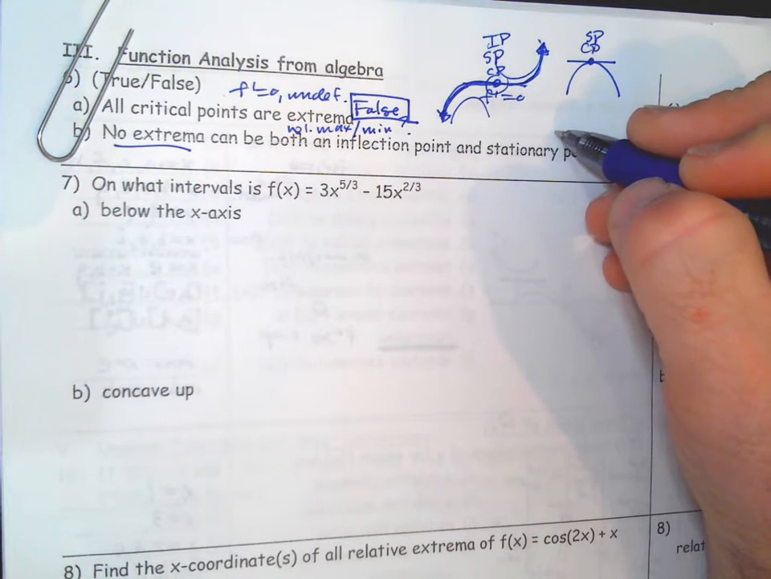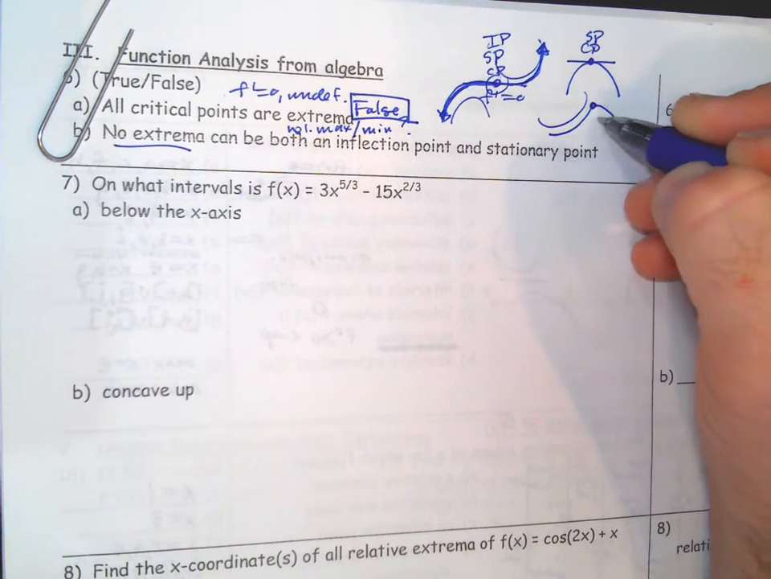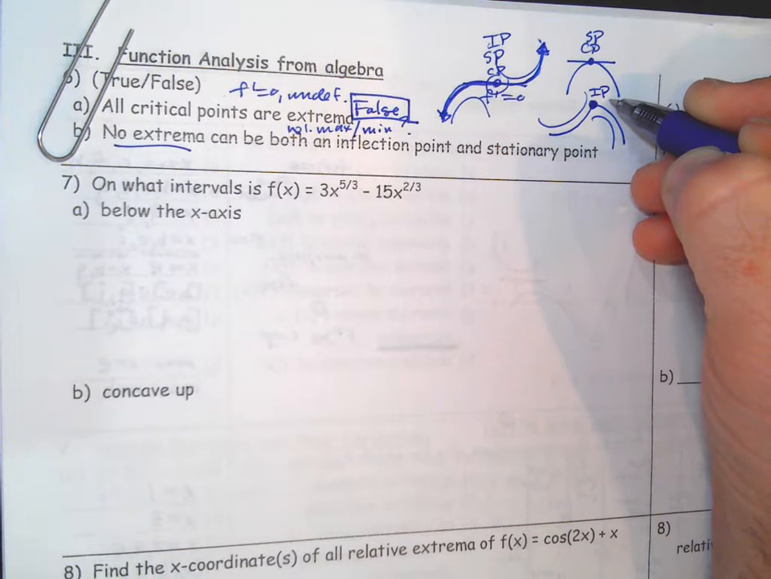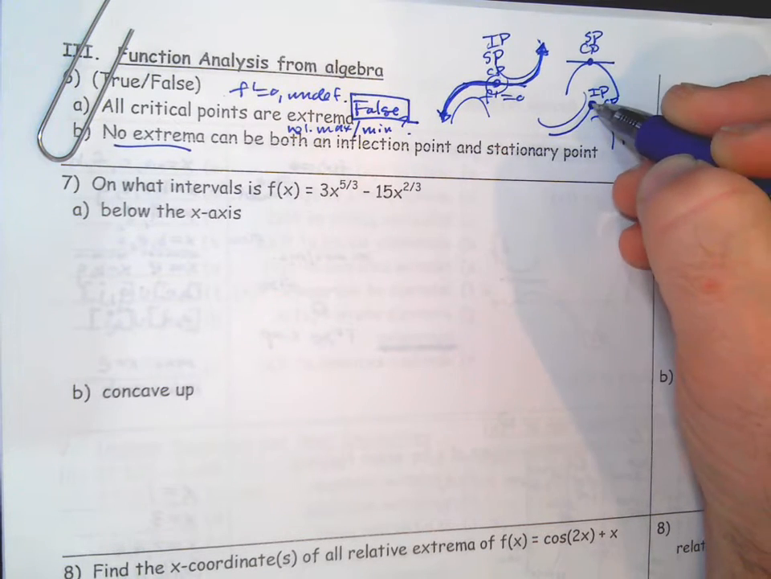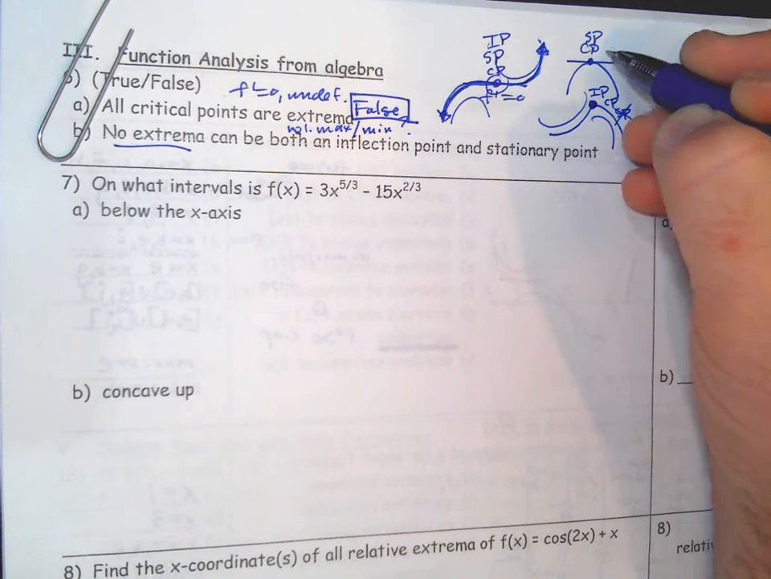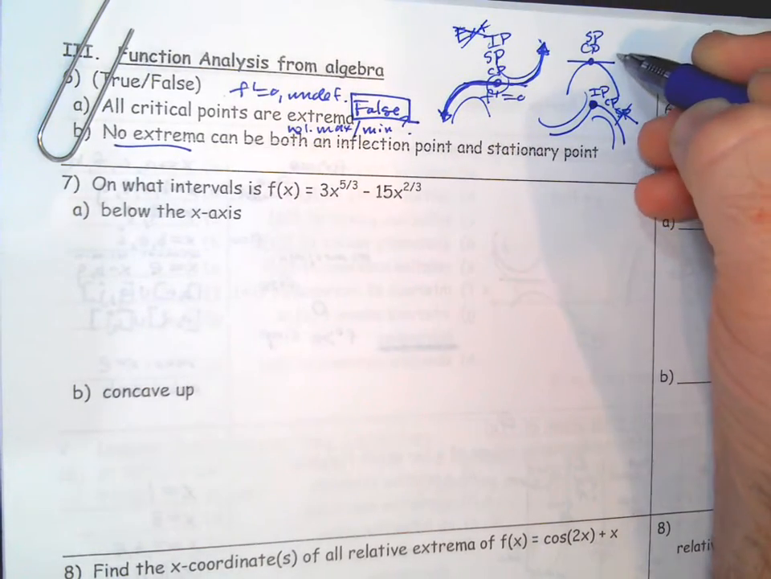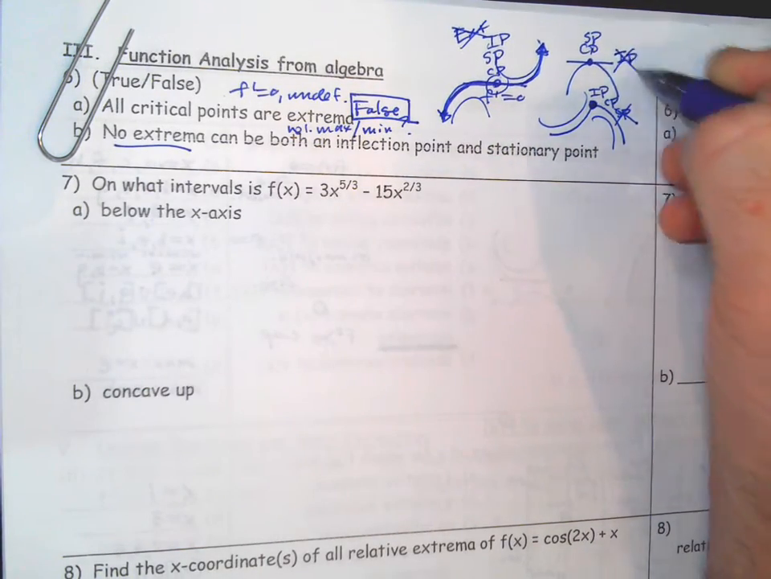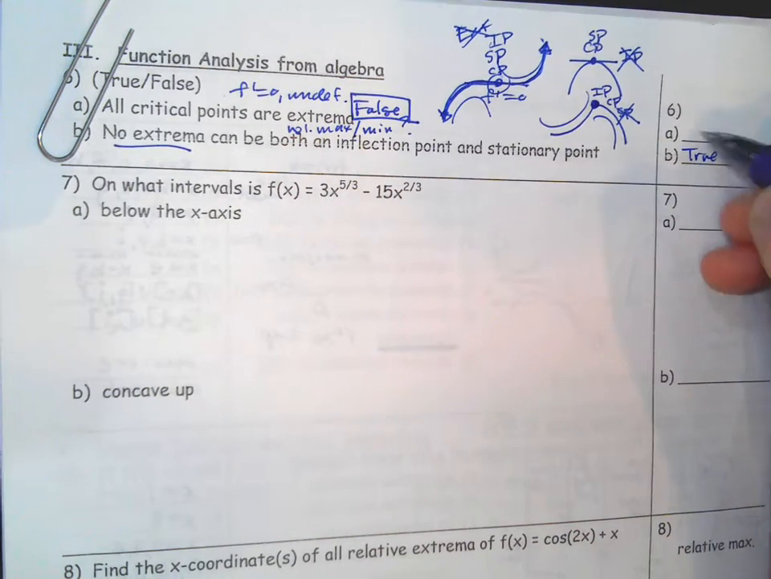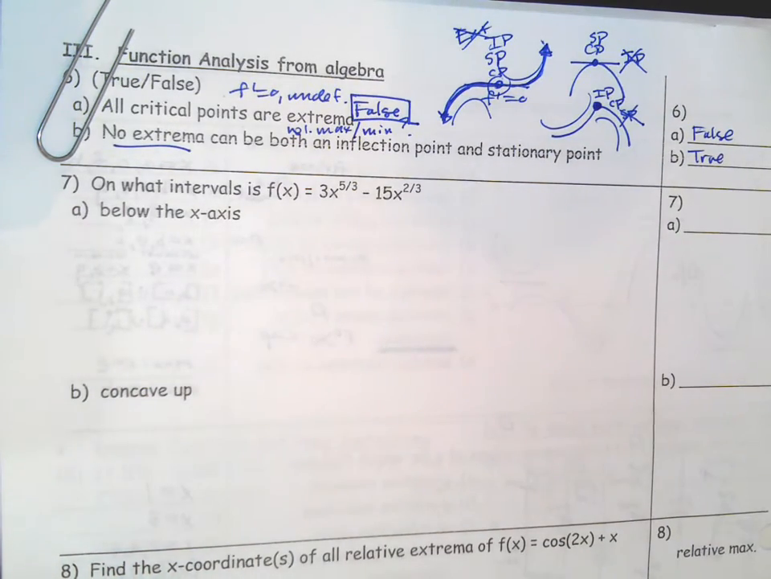So the only other issue would be, could I maybe do something where it changes concavity at a cusp? So that's an inflection point, and it's an extrema, and it's a critical point, but it's not a stationary point, right? And this one was not an extrema, and this one was not an inflection point. So I would say true. And I've kind of gone through the different scenarios.